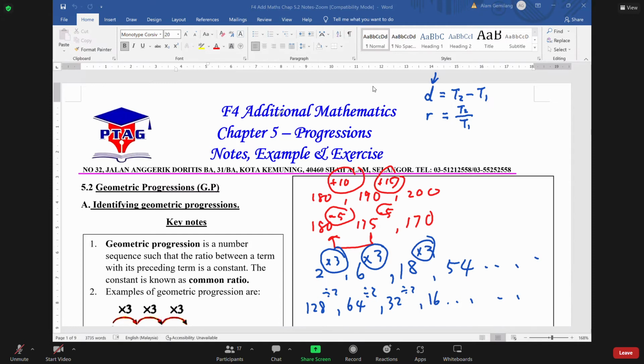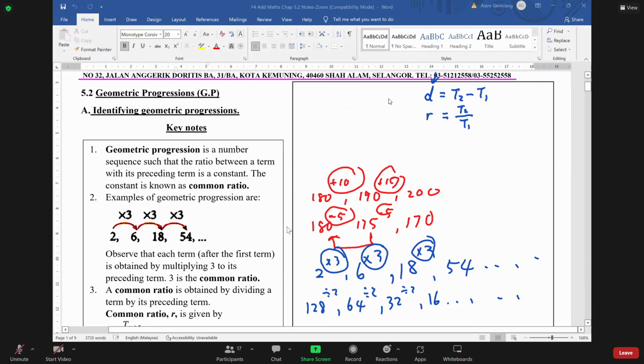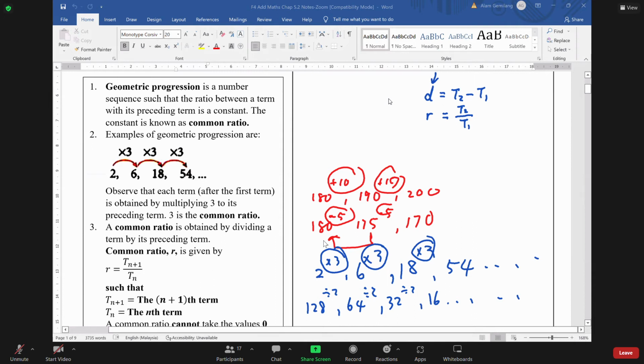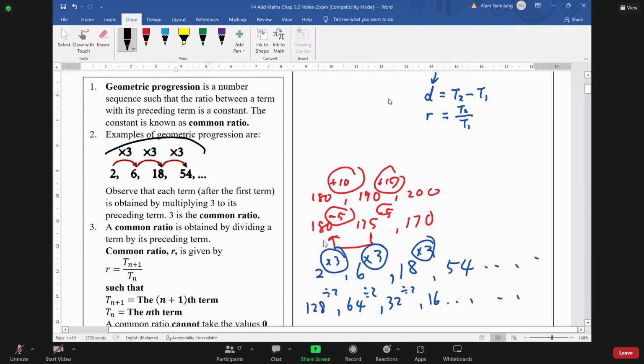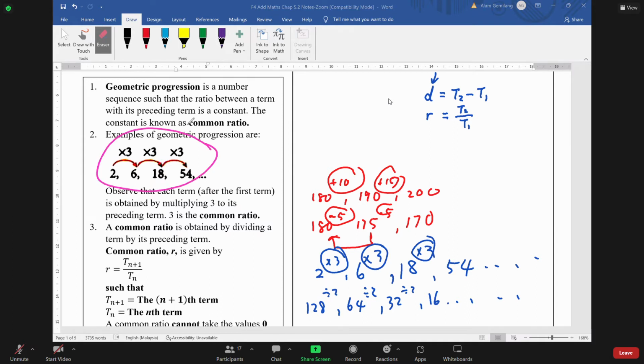Okay, so this one you just go through the notes here. This one, 2 times 3, you got 6, and so on. So 3 is the common ratio. We say 3 is the common ratio. A common ratio is obtained by dividing a term by its preceding term.